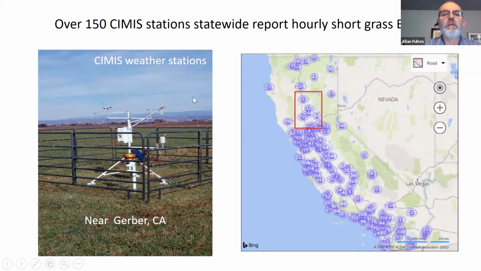And again, we use the weather data and predictive models to estimate the hourly evapotranspiration for this short grass irrigated condition. And we accumulate the 24 hourly measurements to get a daily rate.